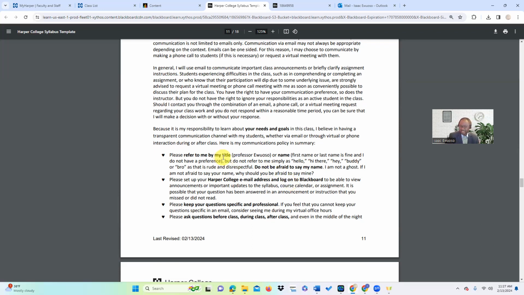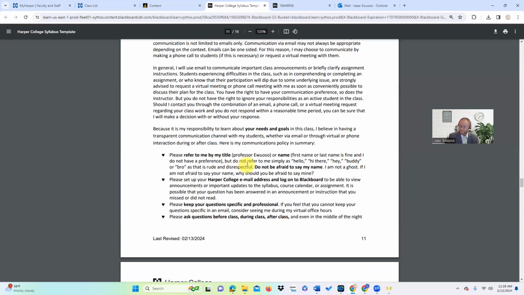But in a formal setting, in an academic setting, you should be willing to call people by their title. That's my understanding, and that's the way I was trained, and that's the way I address people. If somebody is my supervisor, I address them with respect.